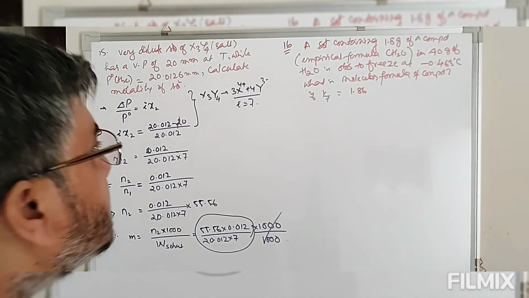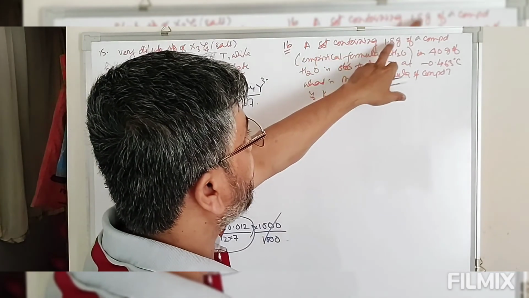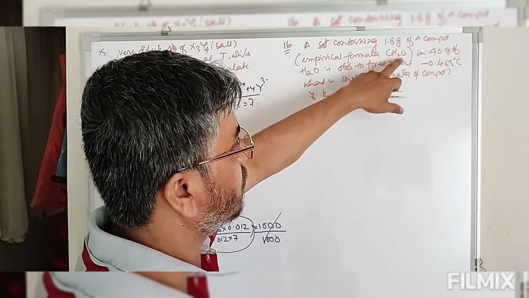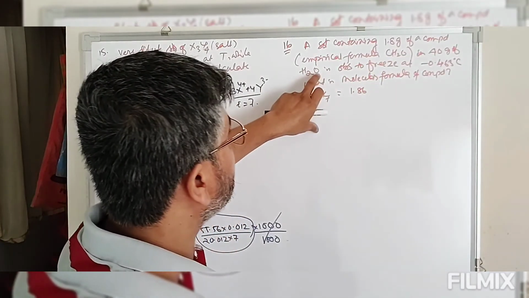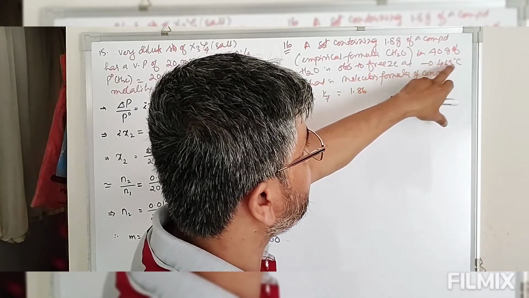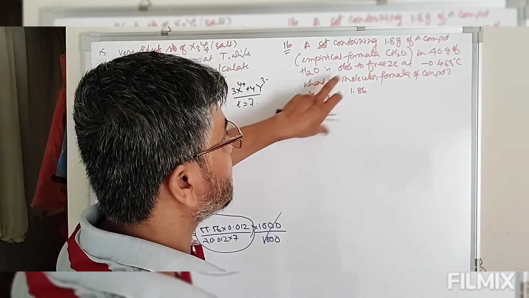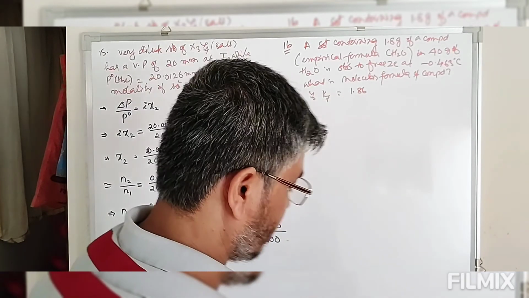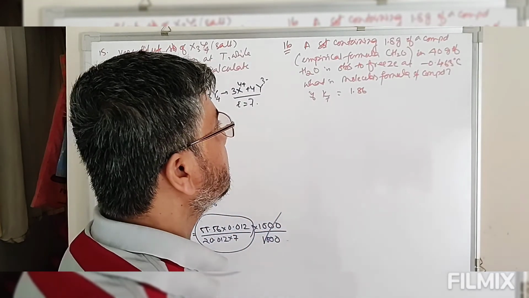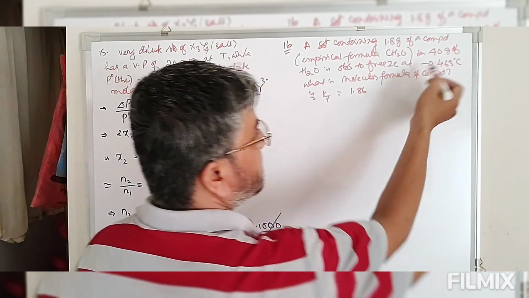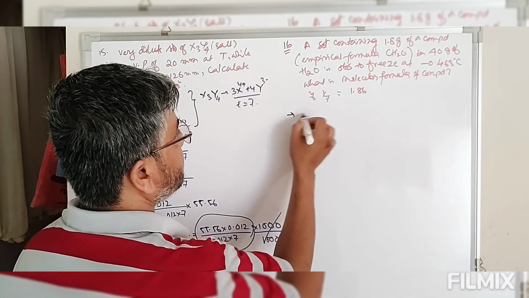So the next question says a solution containing 1.8 gram of a compound whose empirical formula is CH2O in 40 gram of water is observed to freeze at minus 0.465 degrees centigrade. What is the molecular formula of the compound if Kf of the solution is given? Now the solution is freezing at minus 0.465. This is the delta Tf produced.